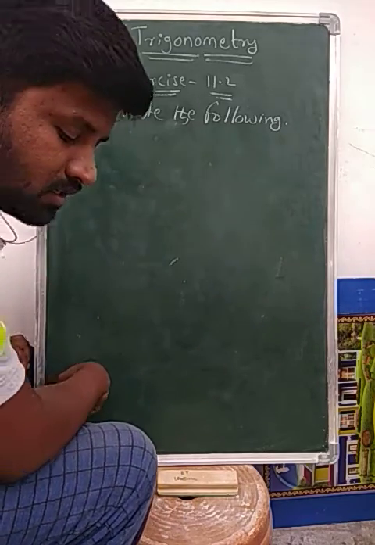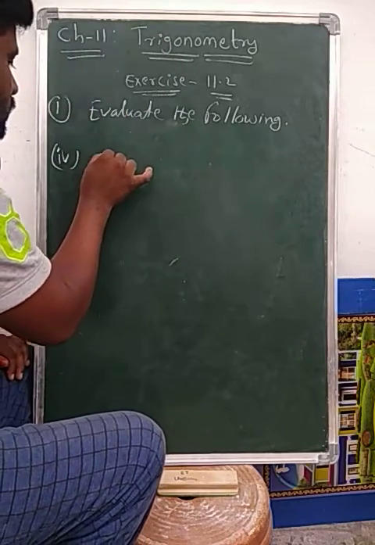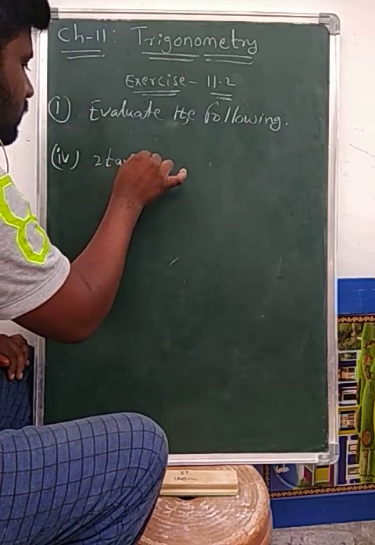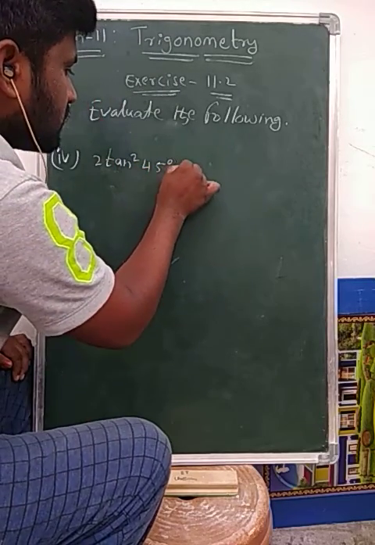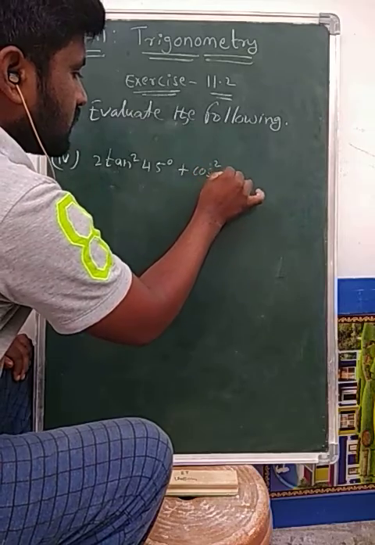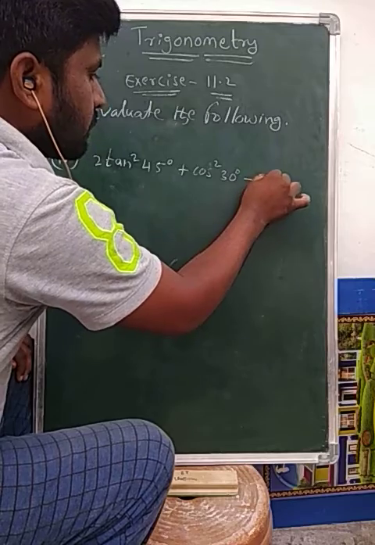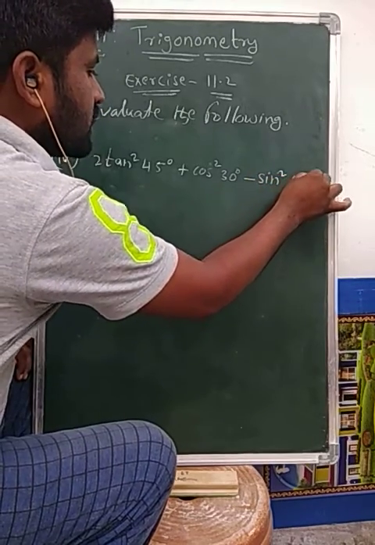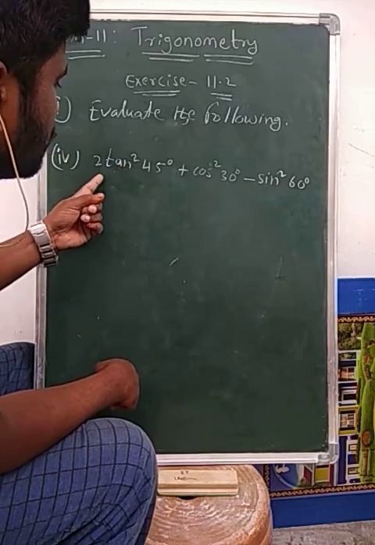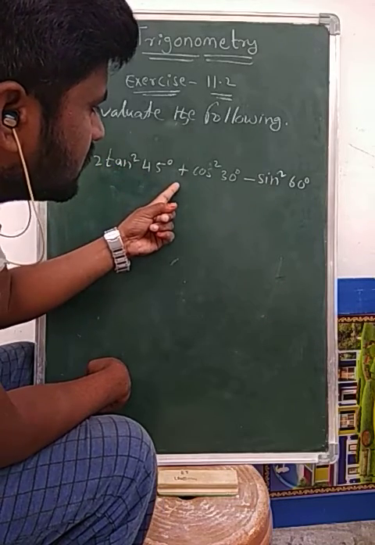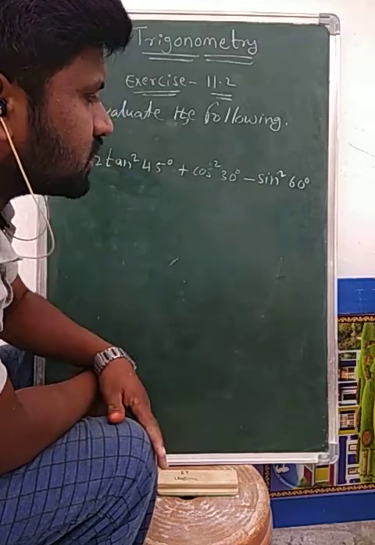The question is given: 2 tan square 45 degrees plus cos square 30 degrees minus sin square 60 degrees. Okay, so this is the question. Evaluate 2 tan square 45 degrees plus cos square 30 degrees minus sin square 60 degrees.